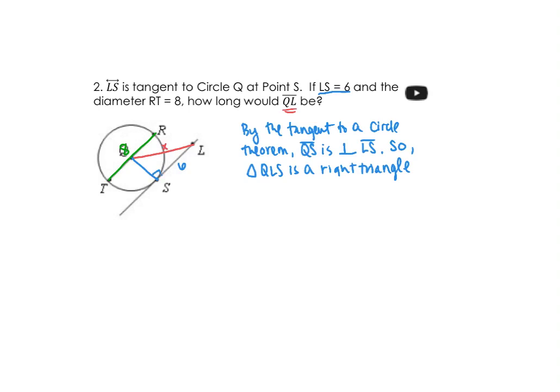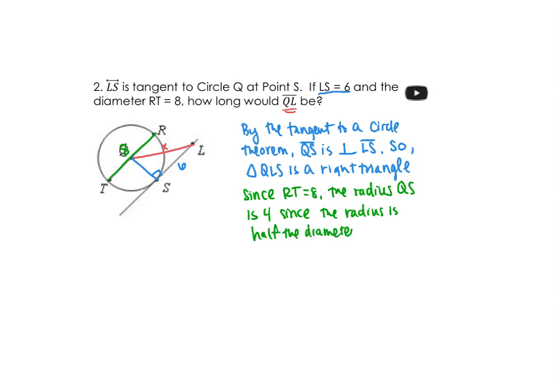Okay, so we also know that our diameter is 8, which would mean our radius is 4. So since RT equals 8, the radius QS is 4, since the radius is half the diameter. Okay, which means that this length right here, QS, our radius, would be 4.